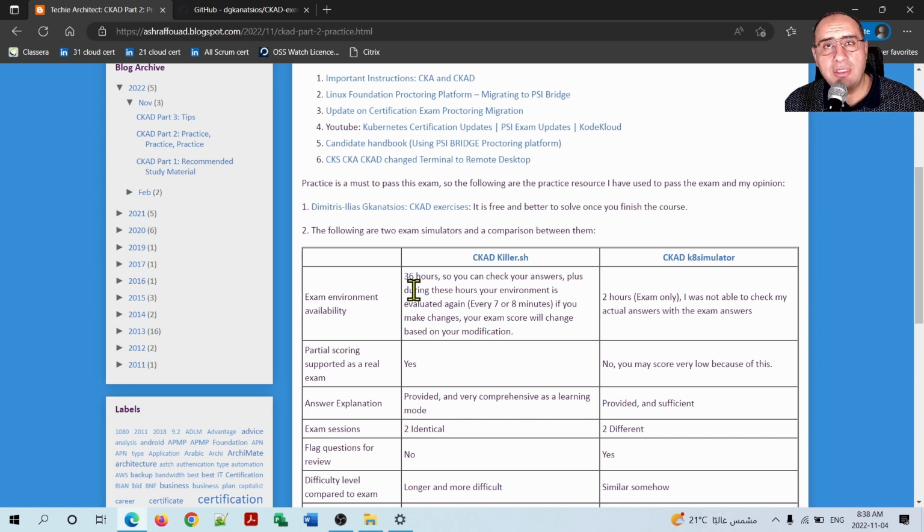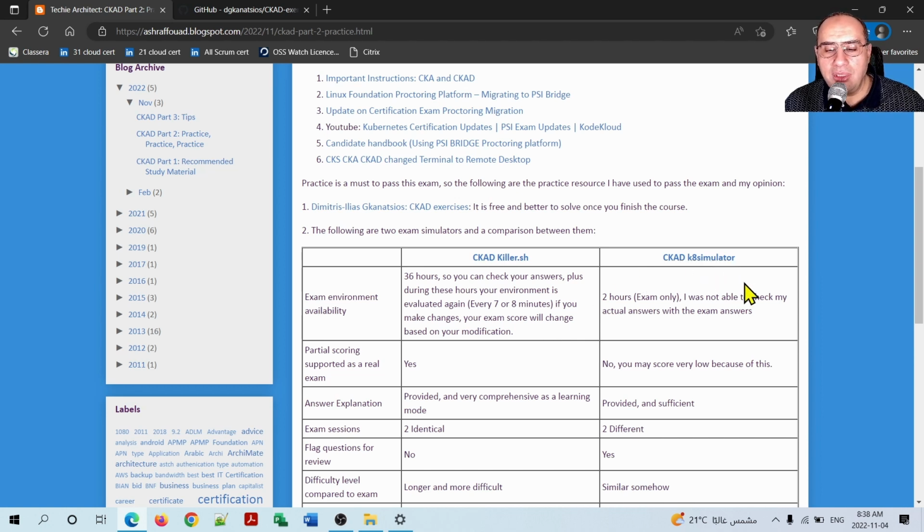During all this period, which is very good, after you finish the exam, you will find the solutions and recommendations, so the environment is still open for you to practice and correct what you have done wrong. There is an evaluation done every 7 or 8 minutes, checking that you have answered correctly, and it increases your score. This point is actually a killer point in the simulator, which I found very good.